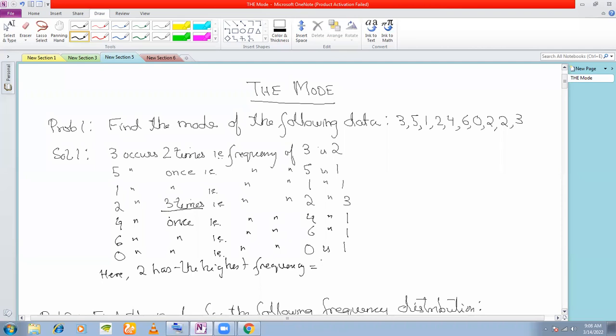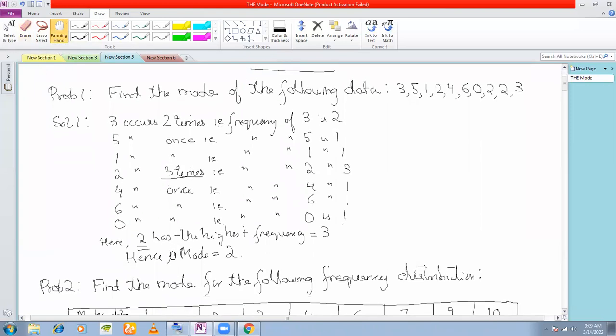And what is the highest frequency? It occurs thrice. Hence, whenever a number occurs the highest number of times, the mode is equal to that observation. Mode is equal to 2. Note that mode is not equal to 3. Do not consider the frequency to be the mode. This is not the mode. Mode is always the observation which occurs the highest number of times. So this one is the mode. This is how you calculate the mode for a distribution where only numbers are given to you.